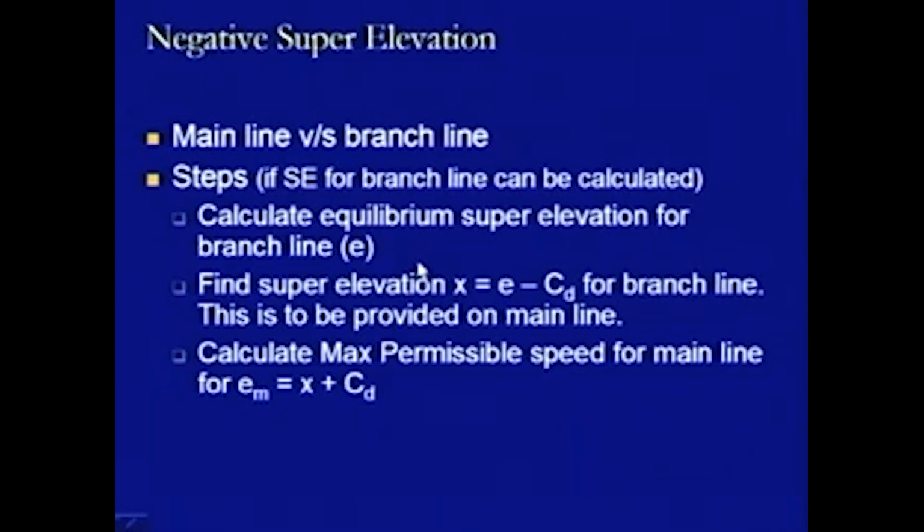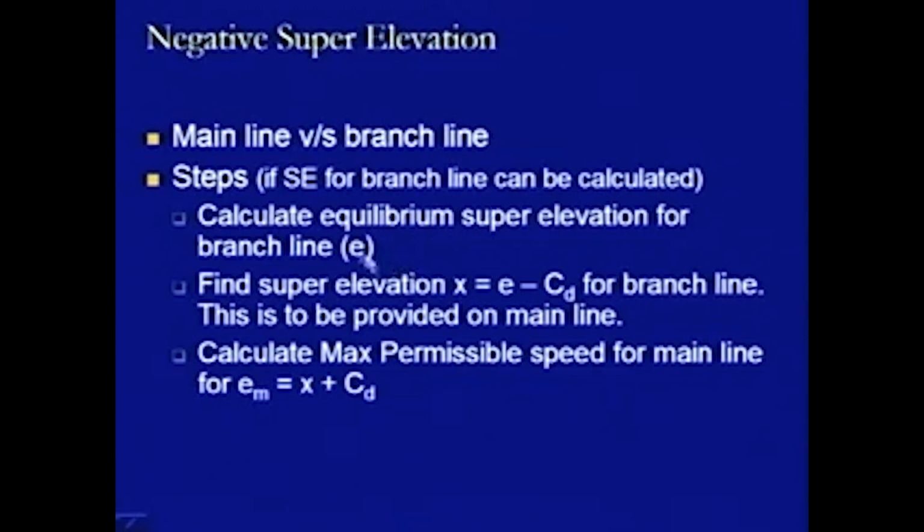So, we have the radius of the main track and we have the radius of the branch line. Now, once we have these values, in the case of the branch line, suppose the speed is being defined. Once the speed is defined for the branch line, then we can compute the equilibrium super elevation for the branch line, whereas if the speed is defined for the main line, then we can compute the equilibrium super elevation for the main line.